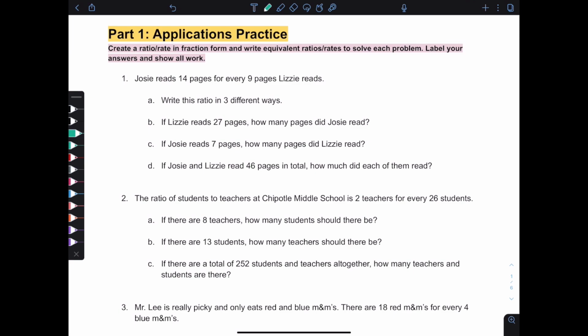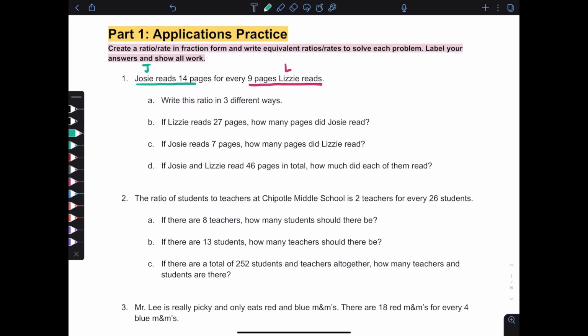For number 1, we see that Josie reads 14 pages for every 9 pages that Lizzie reads. So Josie is going to be associated with the 14, and then Lizzie is going to be associated with the 9. Those are the numbers that go with each person. And for Josie, I'm going to use a J as shorthand, and for Lizzie, I'm going to use just an L.